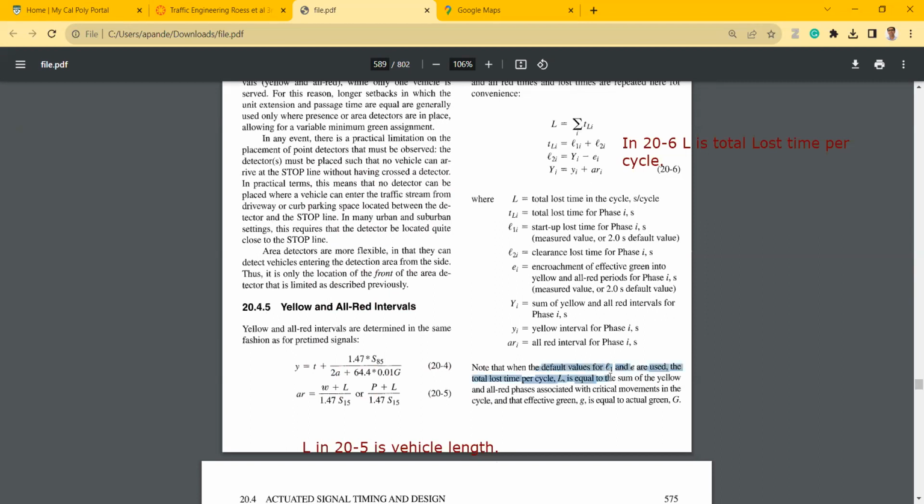So if you use default values of L1 and E, L1 is your startup lost time, and E is not your clearance loss time, but the encroachment time, the part of the all red time that aggressive vehicles keep using to clear the intersection, right? So E is the encroachment of effective green into yellow and all red phases. And if you use these default values, the default value for L1I is 2 seconds, and for EI also the default value is 2 seconds.